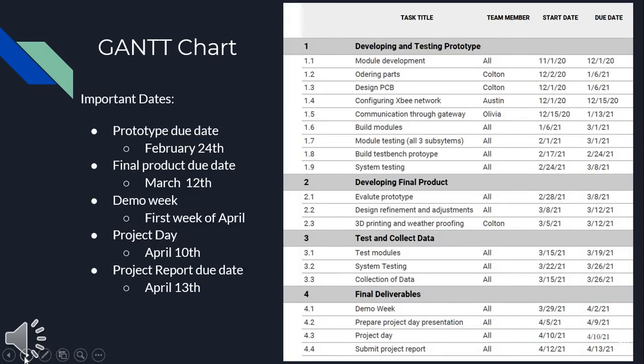And on this slide, we have a more zoomed in or close-up view of that task list on the left of that Gantt chart in the previous slide. Some important dates here: the prototype due date, February 24th, then the final product due date of March 12th, demo week in the first week of April, and then of course project day after that week on April 10th.